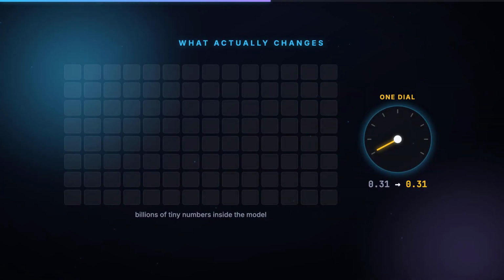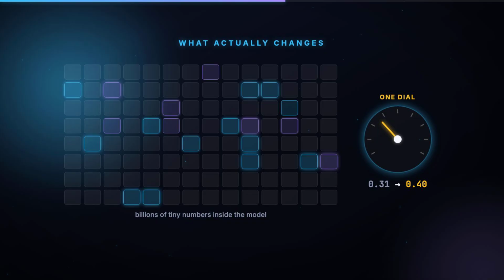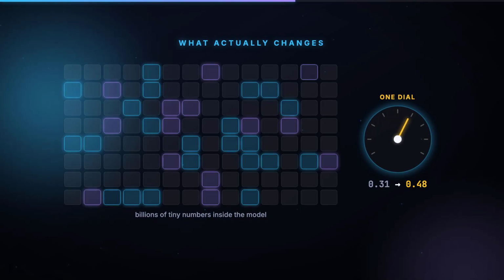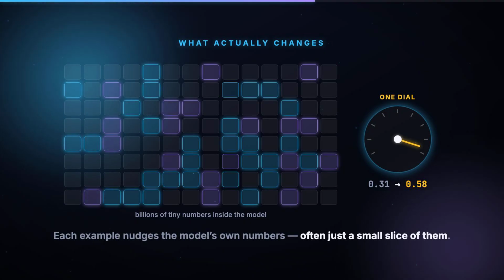So, what actually changes? Inside the model sit billions of tiny numbers. Think of them as dials that shape every response. During fine-tuning, each example nudges those dials a little this way or that, and often you adjust just a small slice of them, which keeps it cheap and fast.